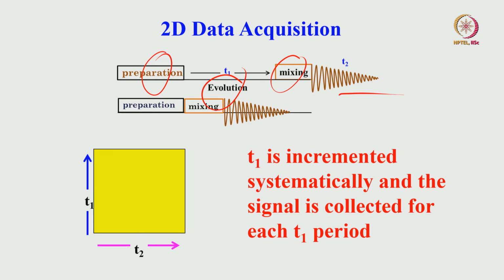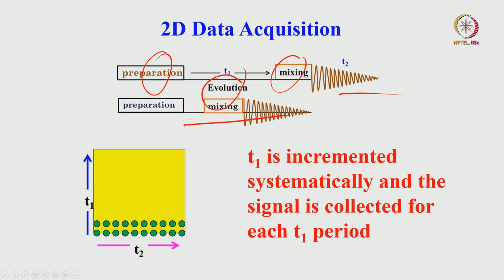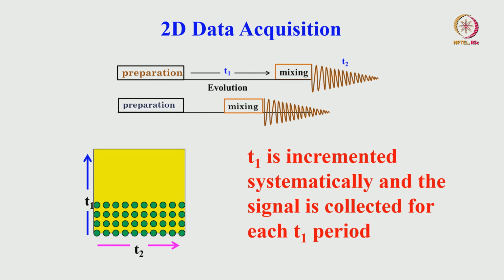I collect the signal. I increase T1 by some value, collect the signal. Increase T1 by some value. See here, it is moving, and then collect the signal. I keep on doing this. I increase it and again collect the signal. See, look what is happening. Every time I am increasing the evolution time.